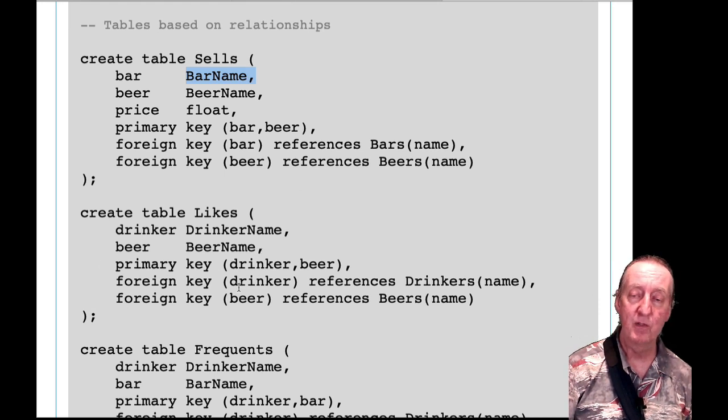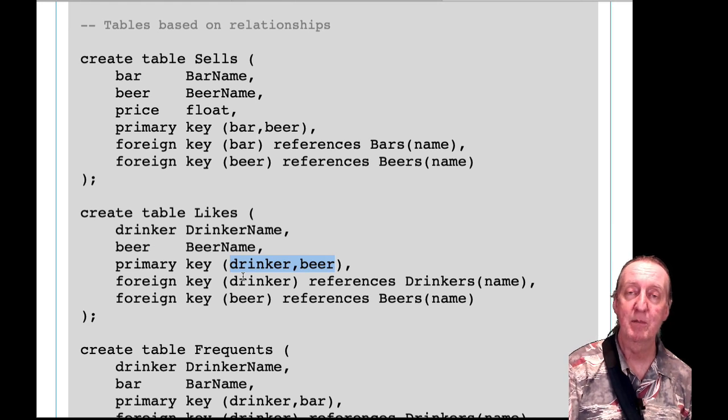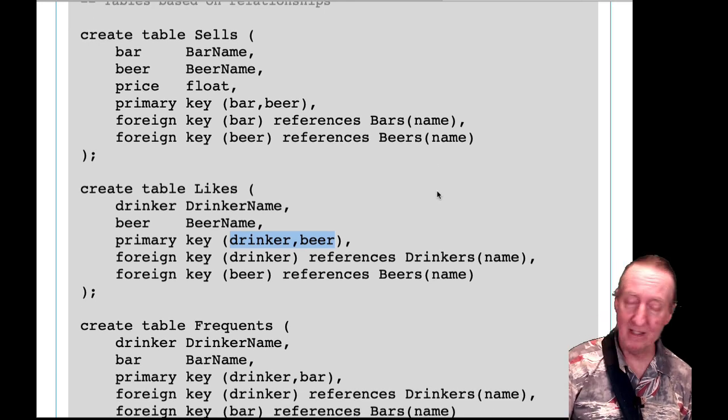So the likes table, that's very straightforward. Two attributes with the appropriate types. Together they form a primary key. And the basic reason for this is we don't need to say more than once that John likes VB, even though that's patently untrue. But once we've said John likes VB, there's no point having another tuple which also says John likes VB. So the combination of drinker and beer should be unique, and it should be the primary key for this table. And of course, the primary key is composed of two foreign keys.